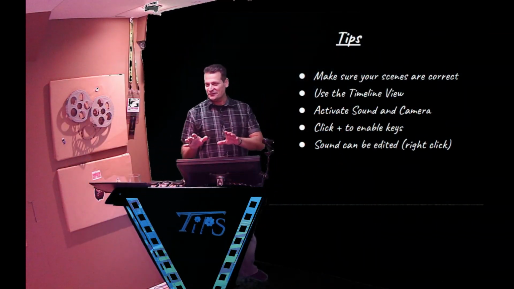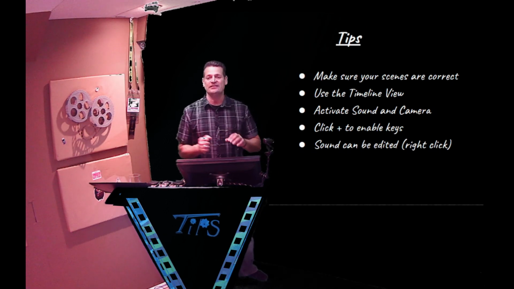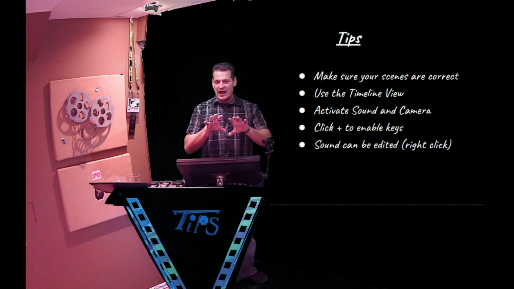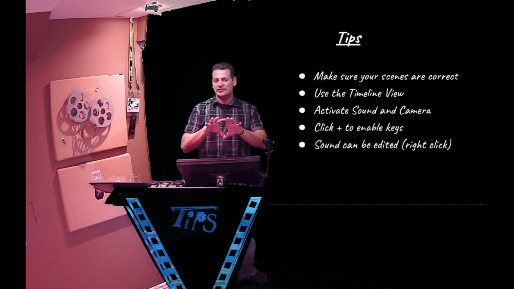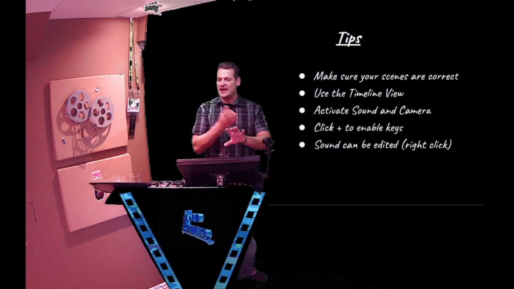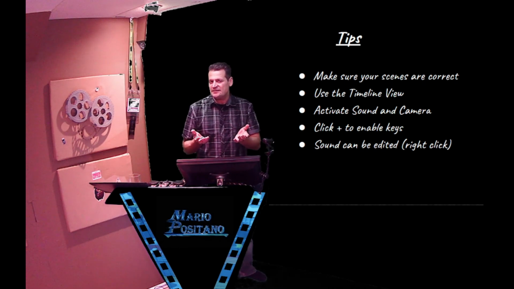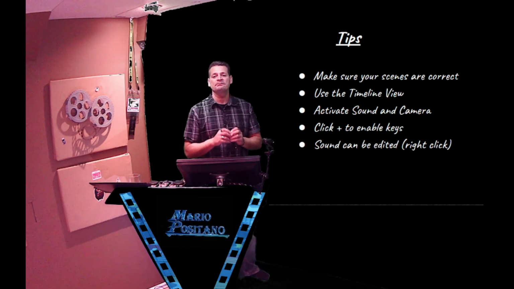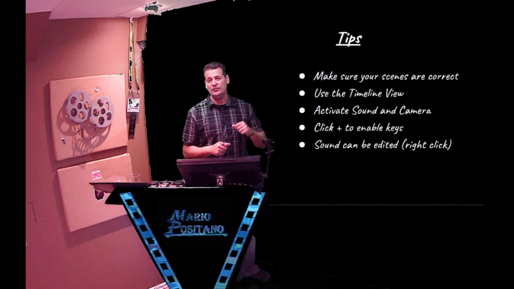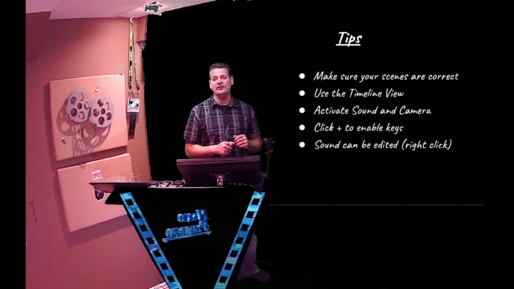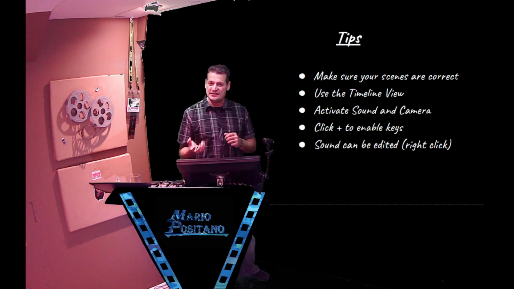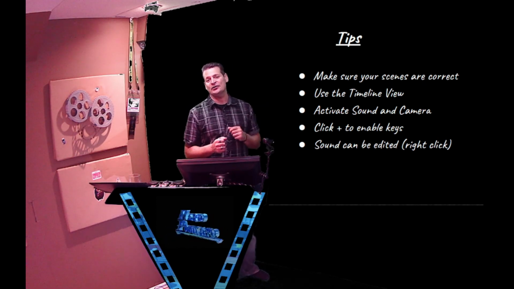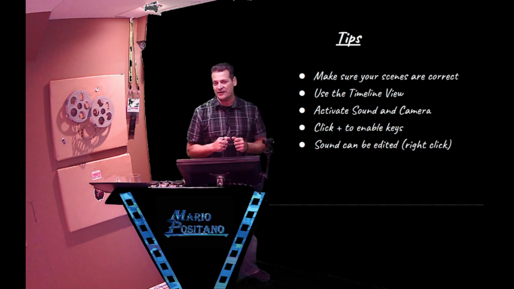Alright, so just to recap those tips, hopefully these help. Make sure your scenes are correct. So don't have different camera angles in the same scene, because the camera moves that you make won't make sense. So make sure you're using scenes correctly. Use the timeline view, as you saw me use throughout the entire video. In order to see camera moves and hear the sound, you have to activate those. So make sure you click those two icons at the top.